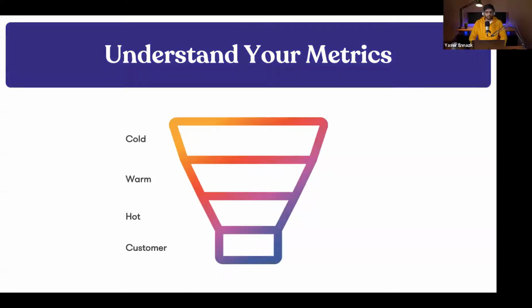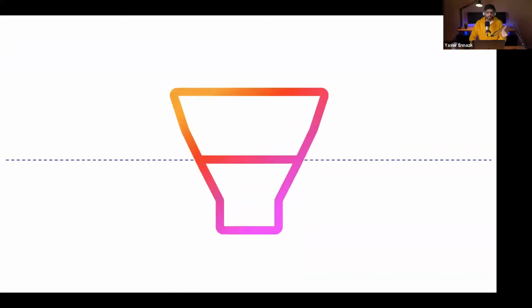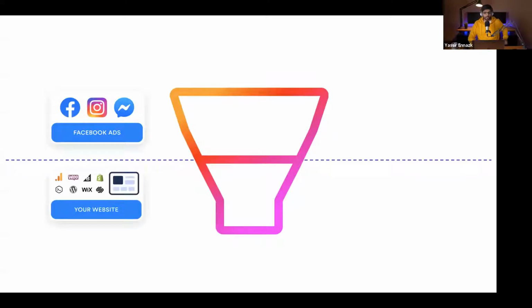Remember this funnel from the last webinar, where we have cold, warm, hot, and then customers, audiences. Let's take that and make it simpler and just break it into two sections. The first section up is the section of Facebook ads. That's where our audience is still on Facebook, Instagram, or Messenger. And the second part is your website. It can be Shopify, WooCommerce, or any regular website, WordPress as well, etc.